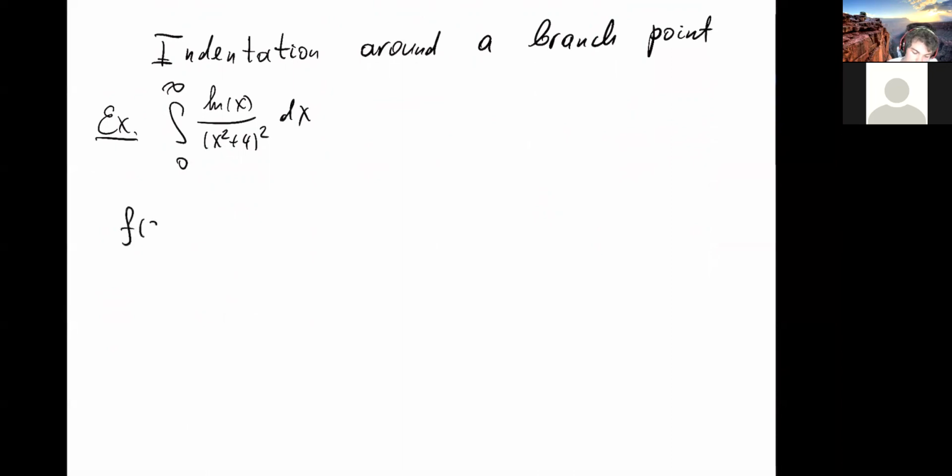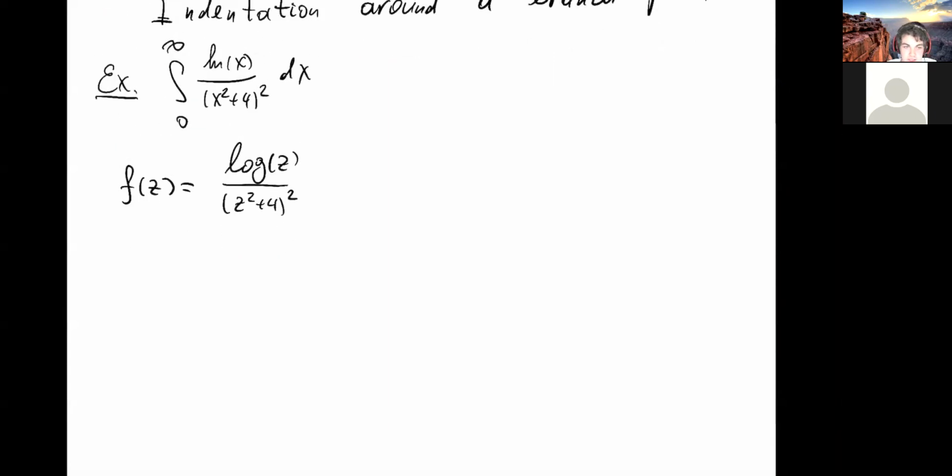However, as soon as we introduce this function, logarithm of z divided by z square. Sorry, I'll redo. Logarithm of z divided by z square plus 4 square. This function is defined everywhere, except that we need to define the branch. And here I strongly suggest to first draw the picture and then see which branch cut to have. And finally, it will be somewhat justified why we talked so much about these different branch cuts.